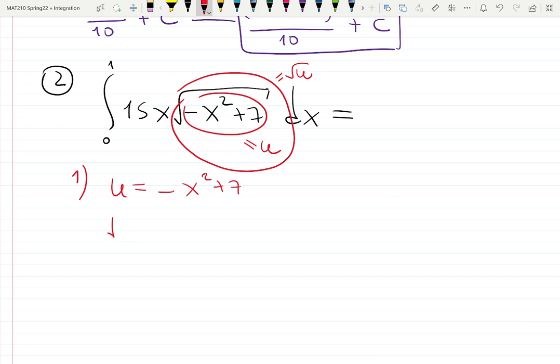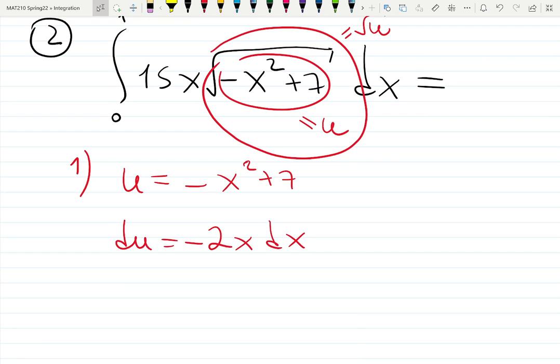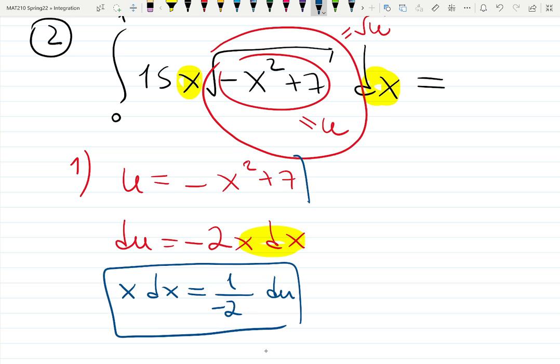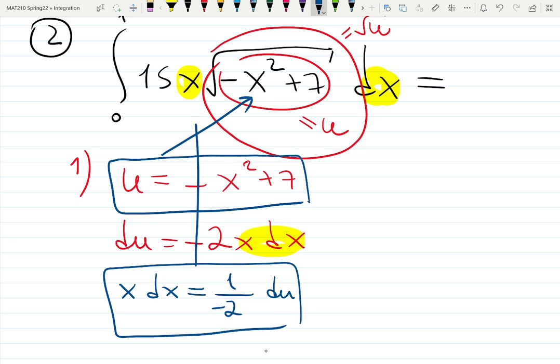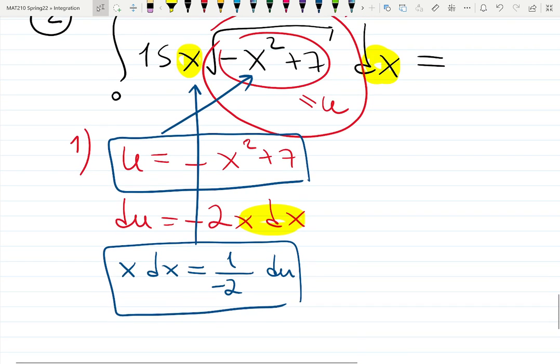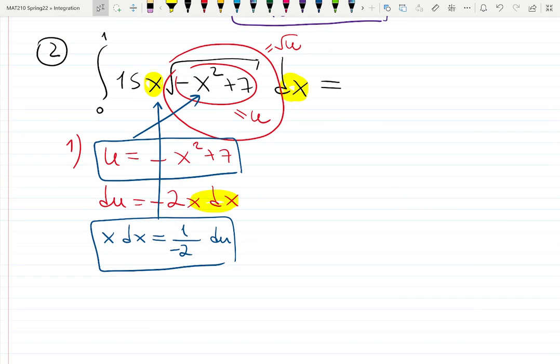So, du is minus 2x dx. Now see it this way. Don't get distracted. I need x dx, and I want to solve for x dx. This is definitely the way I think is better. x dx will be 1 over minus 2 du. I will use the first box and the third box to put in the integral. The first one goes inside of the square root, and the second one will come here, where you have x dx.